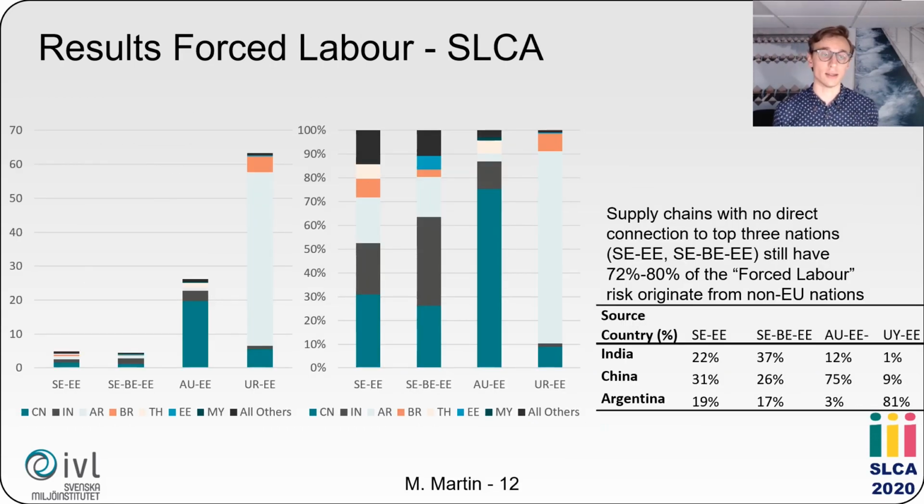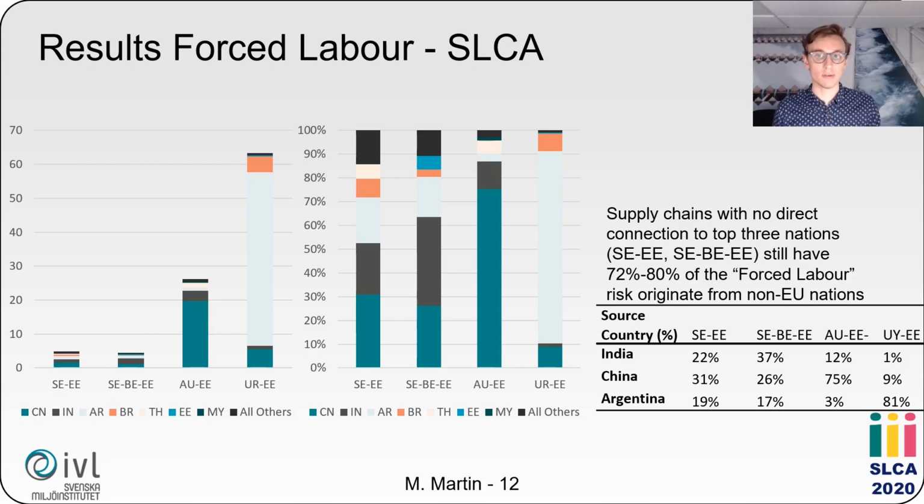Taking a closer look at the forced labor results for the social LCA shows that plotting the results, both absolute and in normalized terms, there is a big influence from other industries happening for all supply chains that are not necessarily associated to the supply chains. So for the Uruguayan supply chain, it's the most logical one because the largest influence comes from Argentina. So the most risk of forced labor comes from Argentina, but since they share a border, this interconnectedness is to be expected.